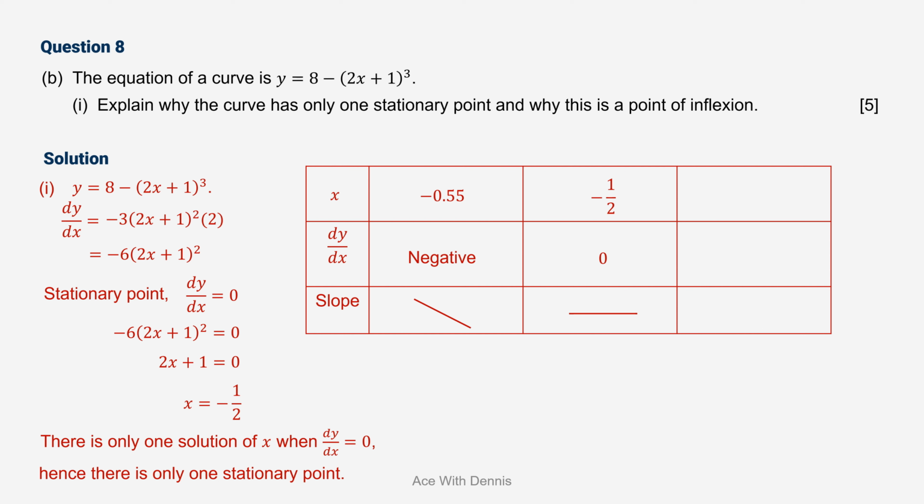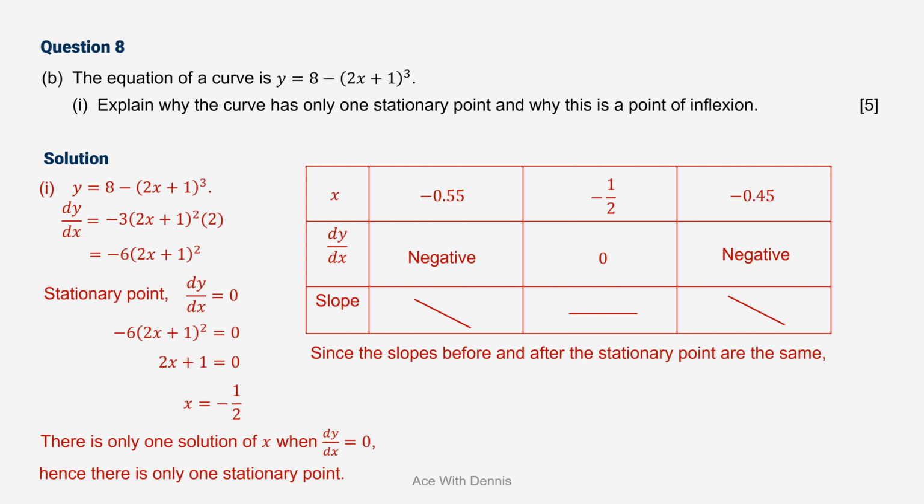And now I choose one x value which is slightly larger than negative half. I will choose negative 0.45. If I substitute x is negative 0.45 into the dy over dx, I will also get a negative number. Hence the slope will be going down as well. So from this table, we can see that since the slopes before and after the stationary point are the same, then the stationary point is a point of inflection, hence shown.